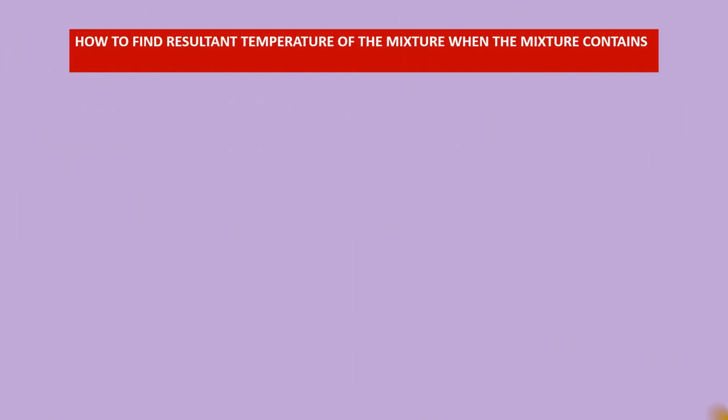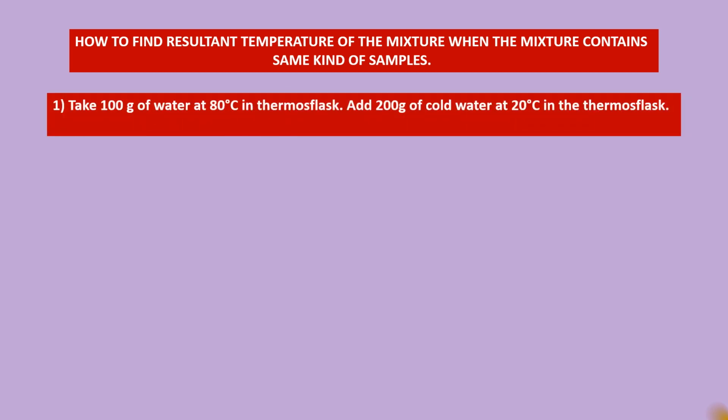How to find the resultant temperature of the mixture when the mixture contains the same kind of samples. Let us see the problem. Take 100 grams of water at 80 degrees C in a thermos flask. Add 200 grams of cold water at 20 degrees C in the thermos flask. Then the resultant temperature of the mixture is?